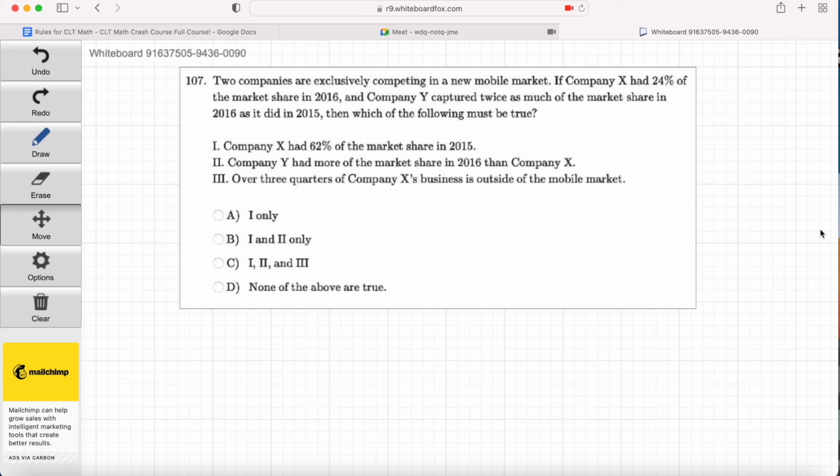Read the second Roman numeral. Company Y had more of the market share in 2016 than Company X. I think that one's pretty straightforward. Maybe, maybe not. Do you know if that's true or not? I think that one is true.